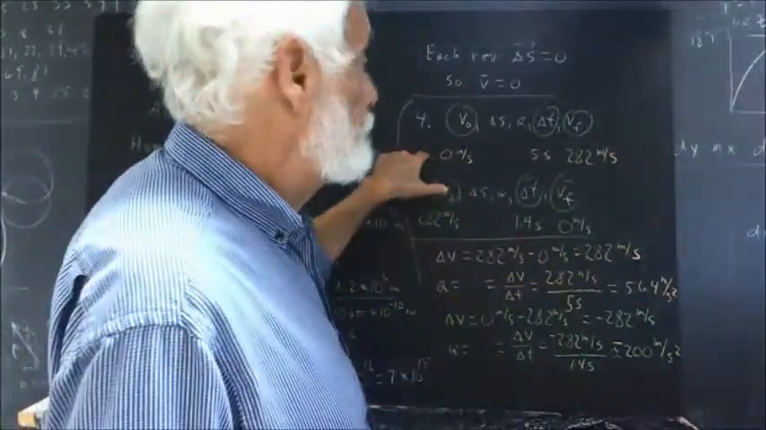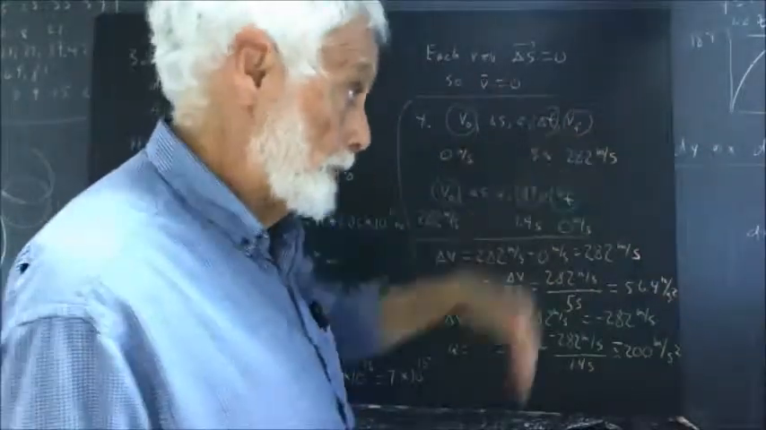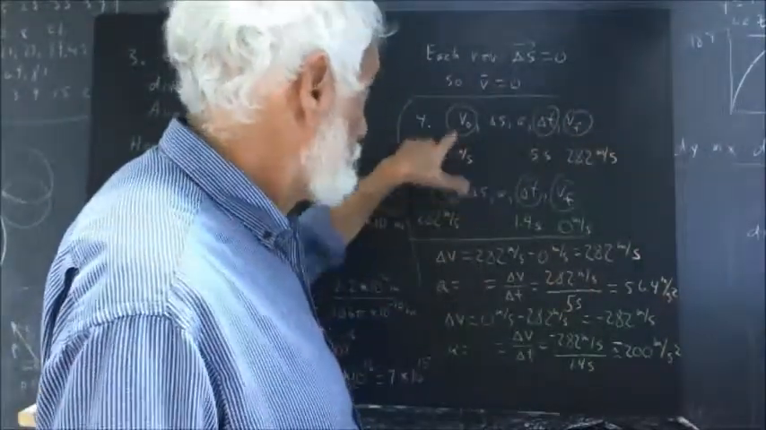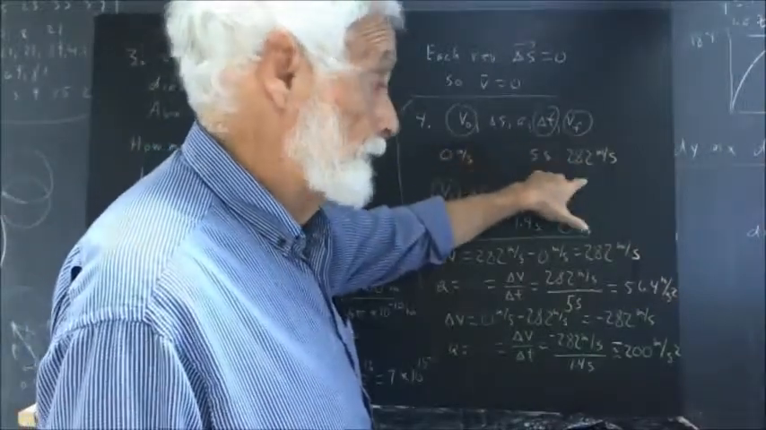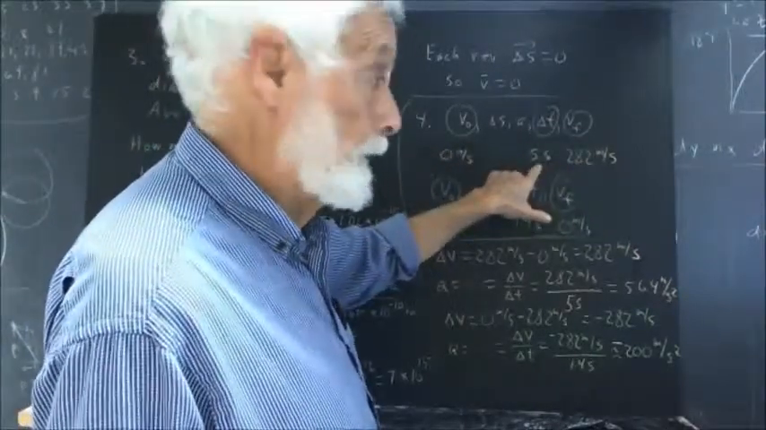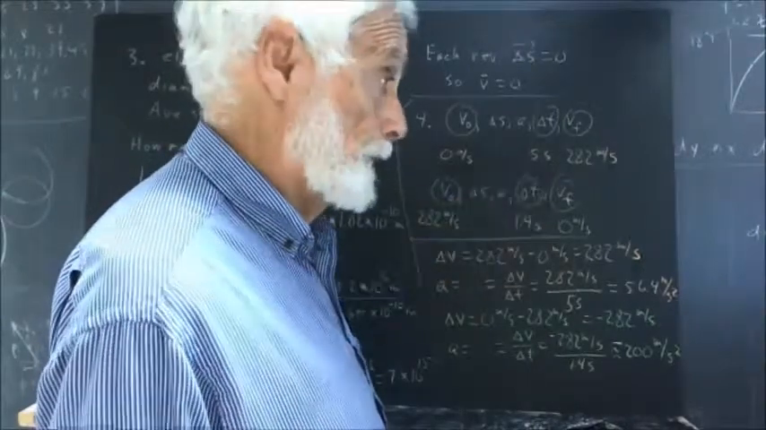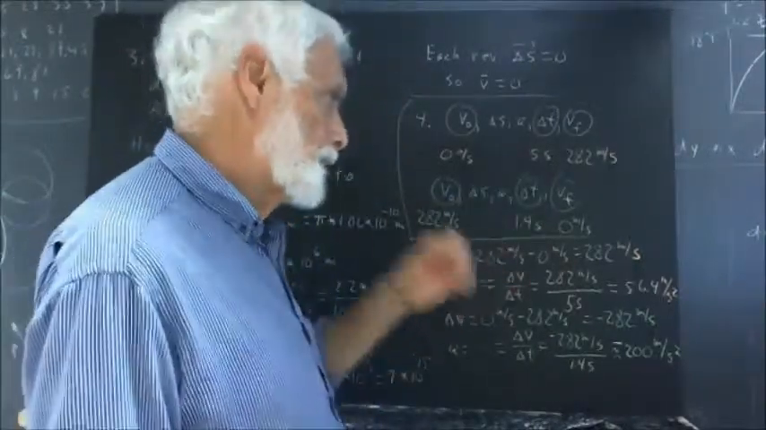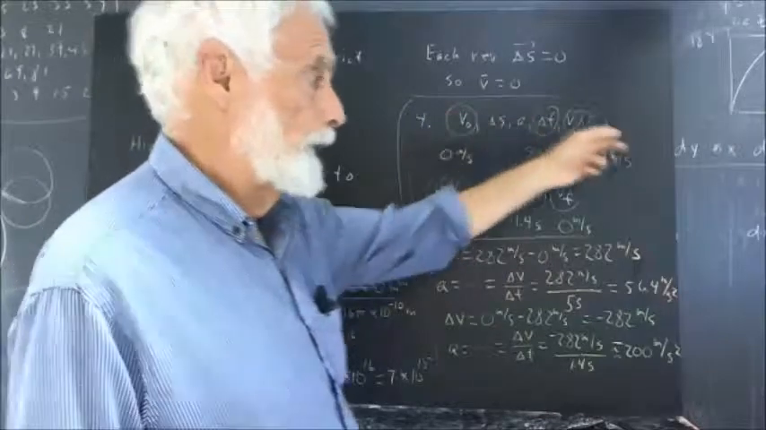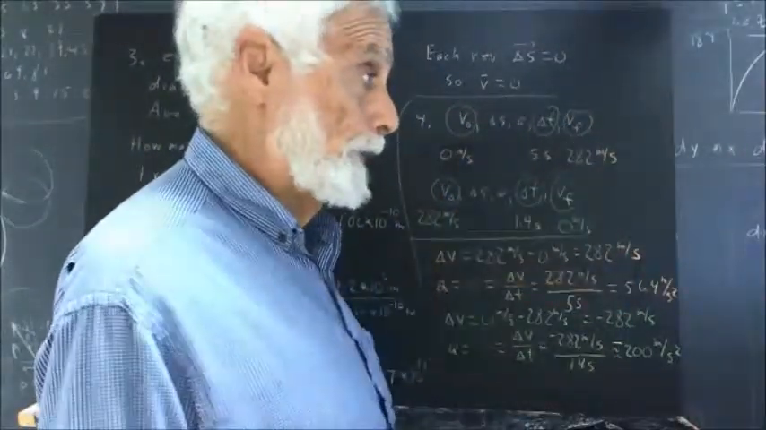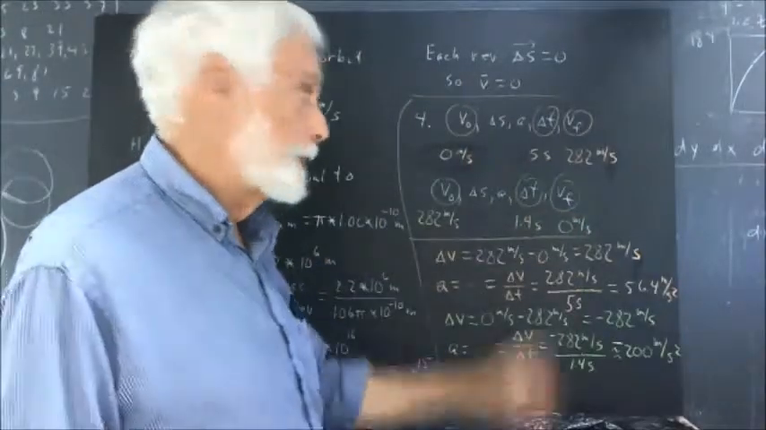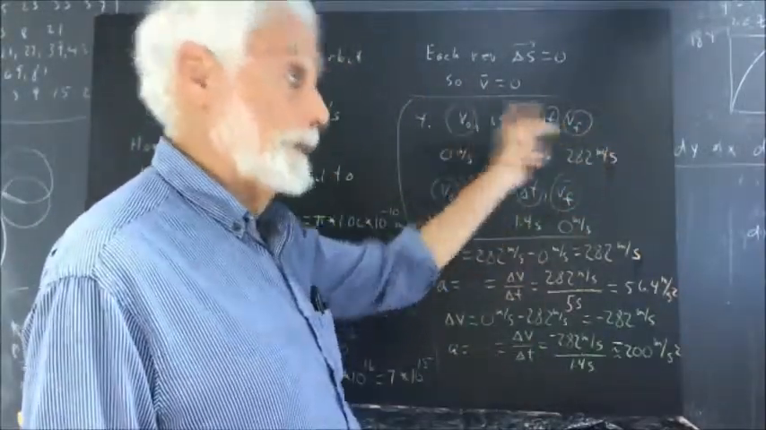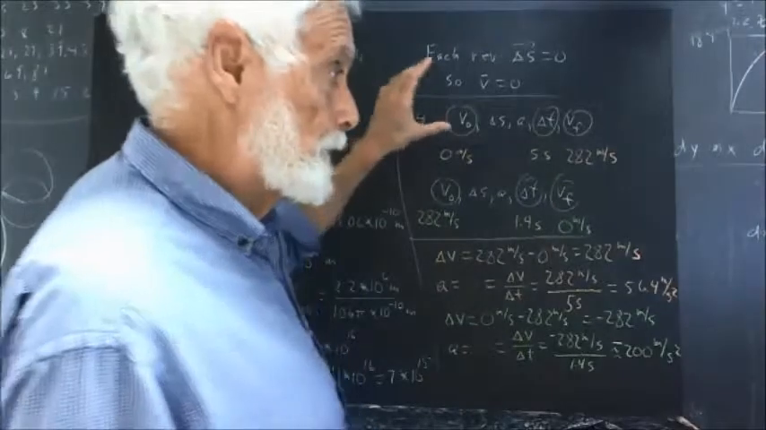For the orange problem, the speeding up part, his initial velocity is clearly 0 meters per second. Final velocity 282 meters per second. Delta T is 5 seconds. Now, the thing I want to emphasize here is I've written out these 5 quantities and I've circled the ones that I can identify. If you're having trouble solving the problems and you aren't doing this, you ought to be doing this. This is just automatic.